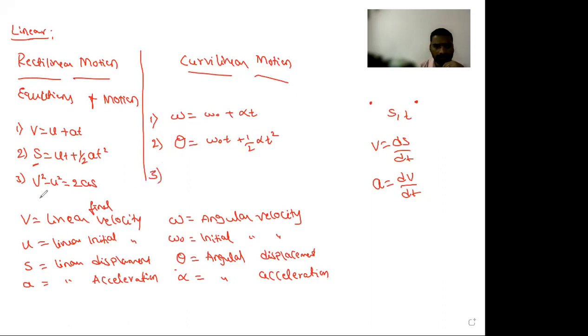Then the third equation. Instead of v square minus u square is equal to 2as, with angular velocity it is omega square minus omega naught square is equal to 2 times alpha into theta. Is it correct, all of you? Yes, sir. All of you write on.